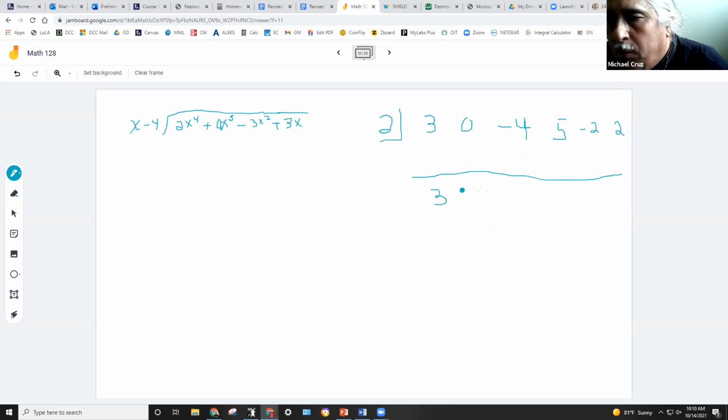So bring that down. 3 times 2 is 6. And then we'd add, because of that sign change with that number in here, that's why we're adding. 2 times 6 is 12, so it's going to be 8. 2 times 8 is 16, which is 21. 2 times 21 is 42, so this is going to be 40. And then 2 times 40 is 80. So this is 82.